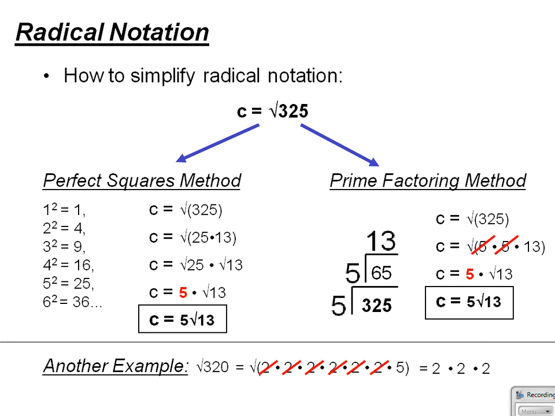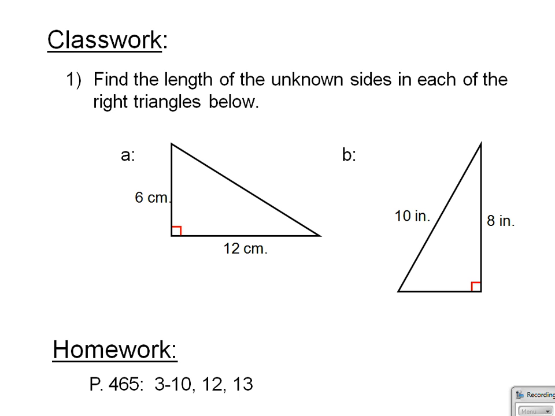We still have 5 left over as a unique factor that doesn't have a pair with it, so that stays under the square root. Multiply out our factors that we pulled outside the square root, 2 times 2 times 2, and we get 8 square root of 5. And that's how we can simplify the square root of 320. Thus concludes today's lesson.